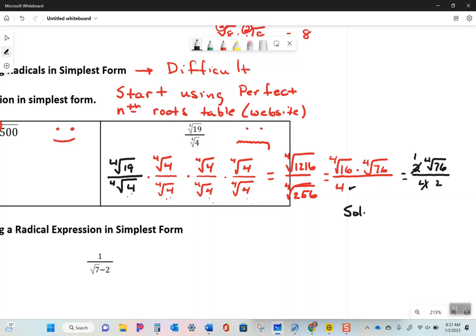Solution here would be the 4th root of 76. We can't break that down anymore. Over what value, kids? 2.